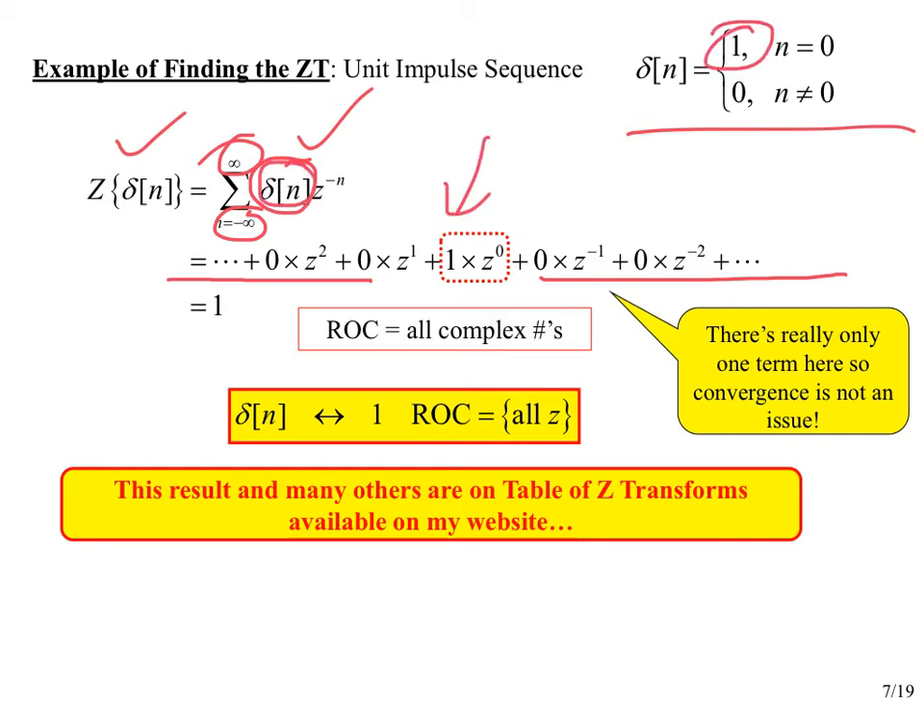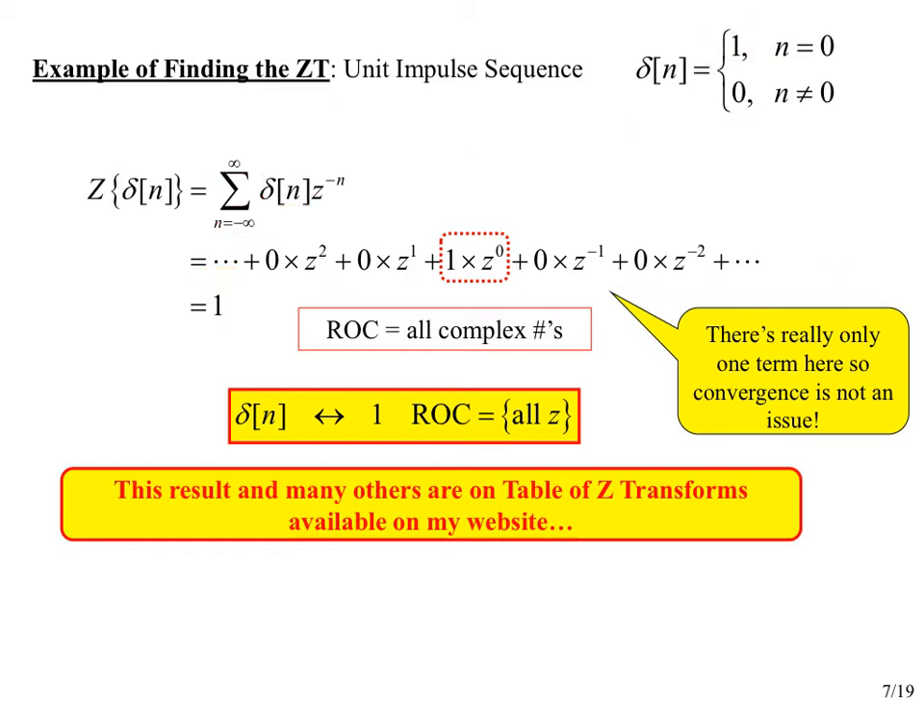So there we have the 1 times z to the minus 0, which is just z to the 0. And remember, anything to the 0 is equal to 1. And so we end up getting 0 plus 0 plus 0, dot dot dot, plus 1 plus 0 plus 0 plus 0, dot dot dot. All that adds up to is 1. So we now have that the Z transform of the delta function is nothing more than the number 1. We can write that as delta of n transforms into 1.